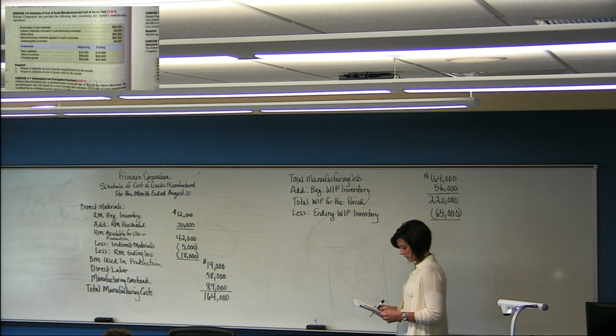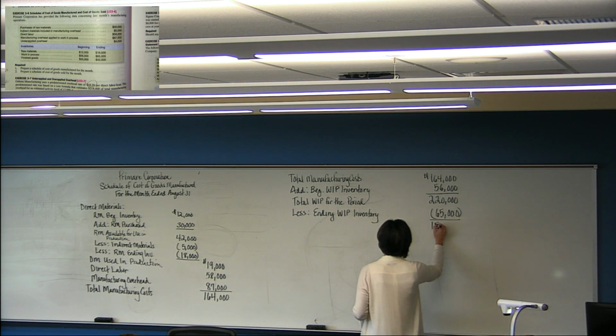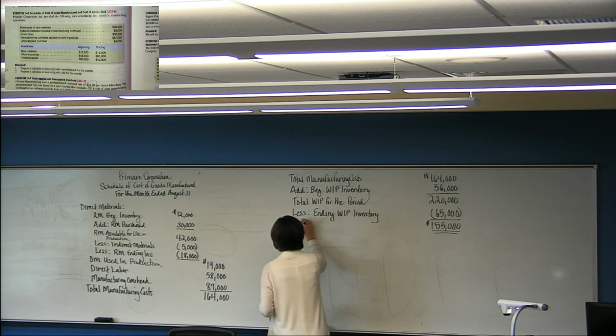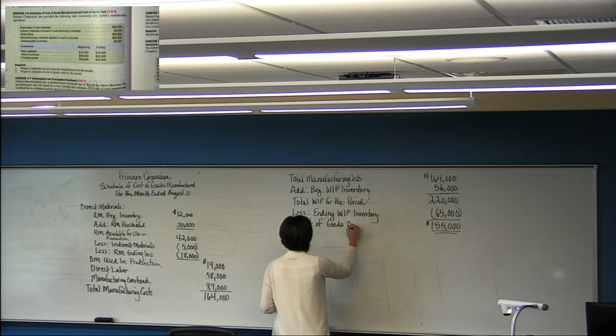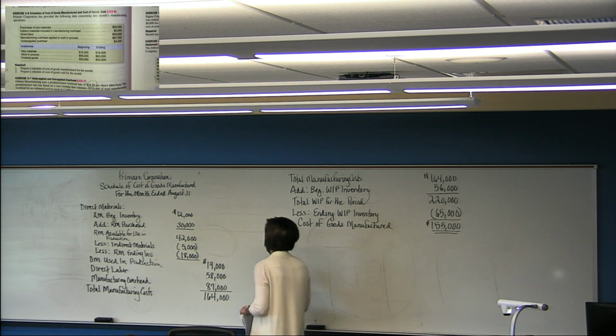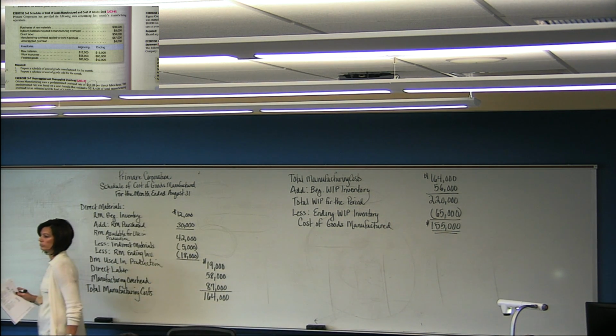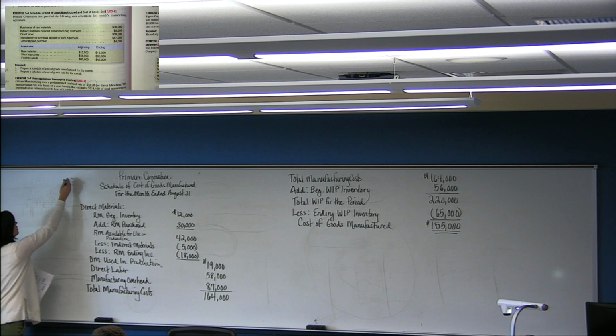Okay, and that gives me what? 155,000. What do I call that? Cost of goods manufactured. There's my cost of goods manufactured. Yeah, excellent. Excellent. So that's number one. This is actually number one.